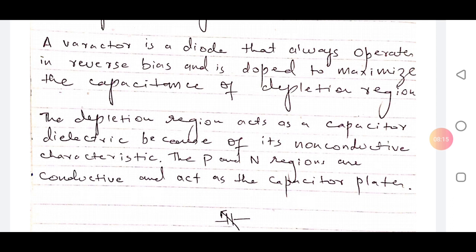Now read this sentence. The P and N regions are conductive and act as the capacitor plates. So the p-type material of the diode is considered as a capacitor plate, and the n-type material of the diode is also considered as a capacitor plate. So the two plates of the capacitor are compared with the two types of materials of a diode. Let's move on.